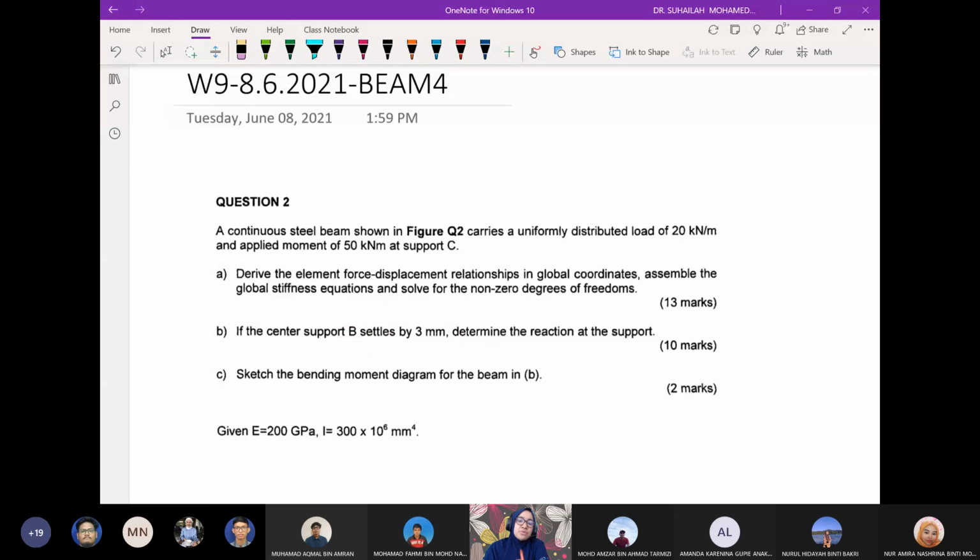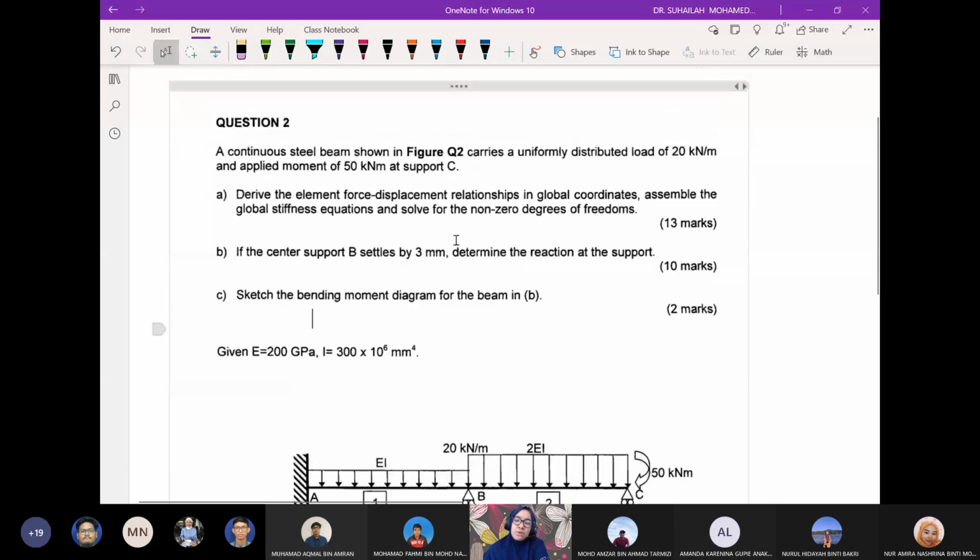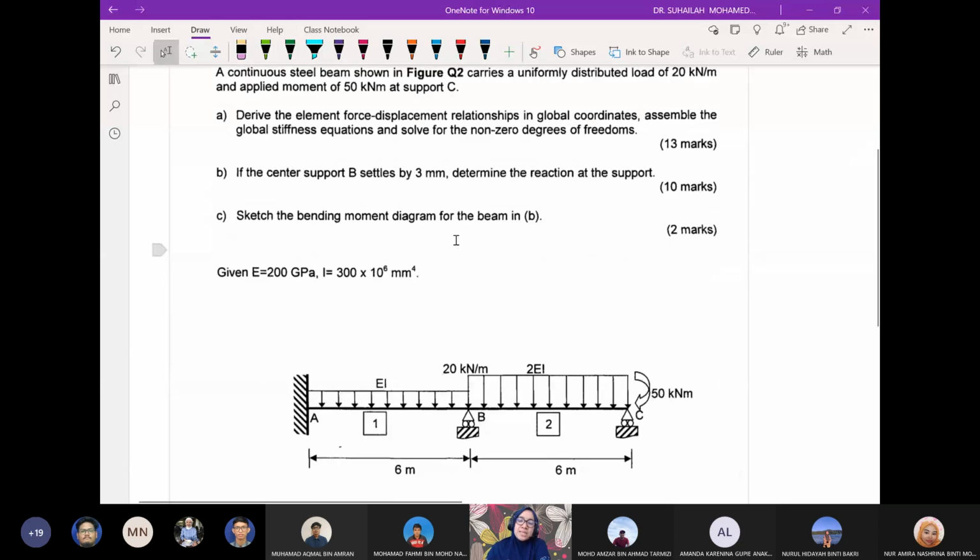Okay, a continuous steel beam shown in figure Q2 carries a uniformly distributed load of 20 kilonewton and applied moment of 50 kilonewton. Okay, ada UDL sini, UDL 20 kilonewton, but in this case 20 kilonewton ni dia applied along the beam daripada A sampai C, but the EI is not constant. Okay, that's why they draw macam tu.